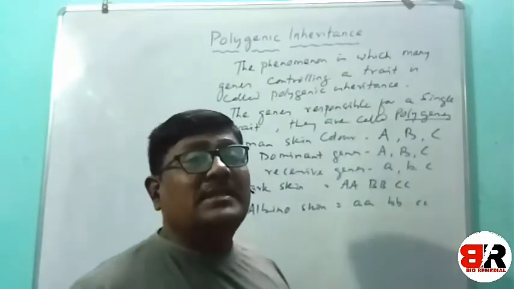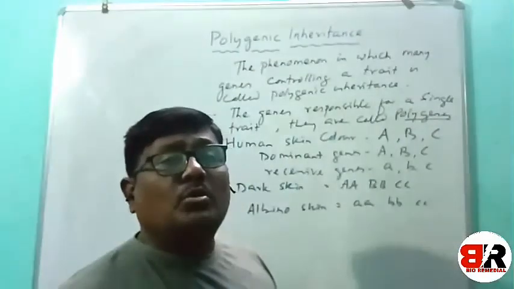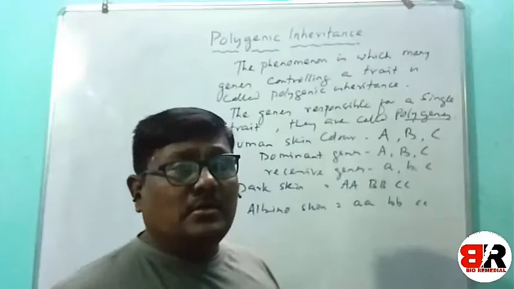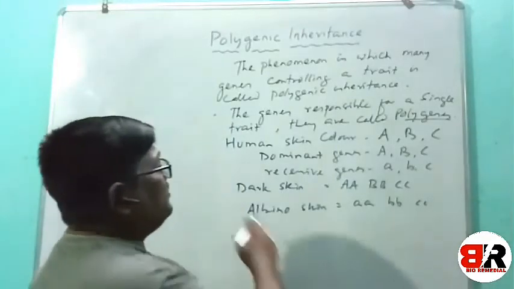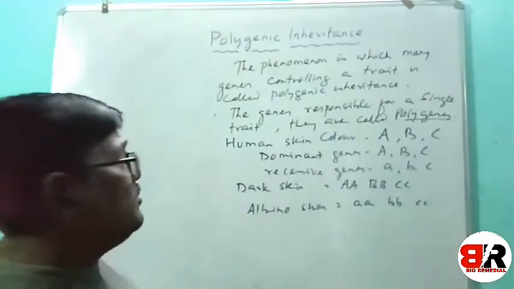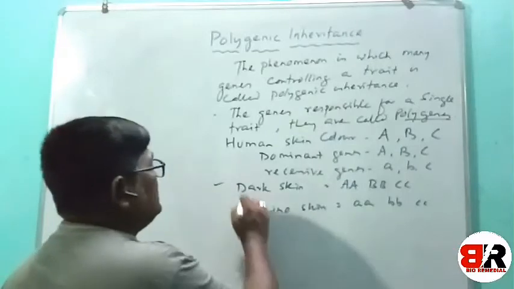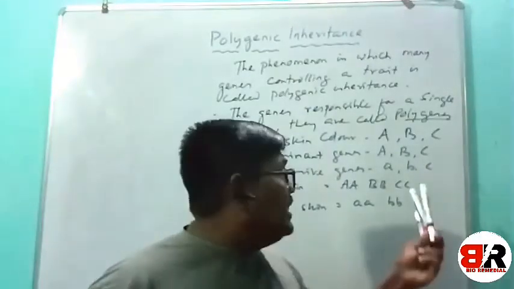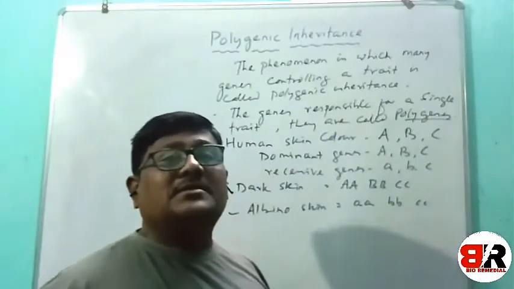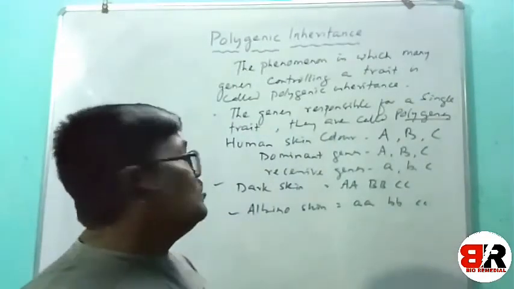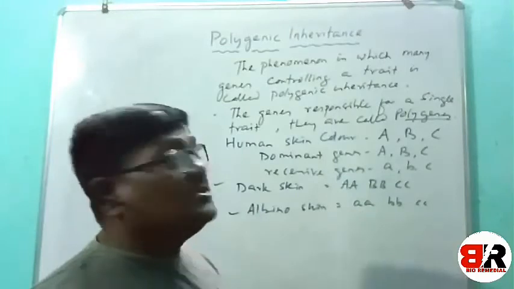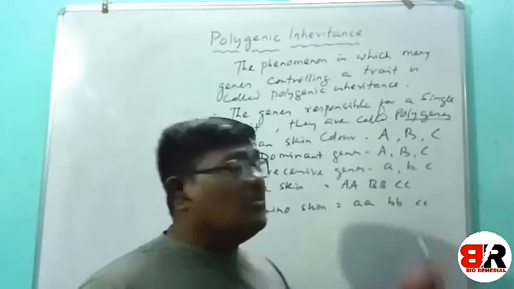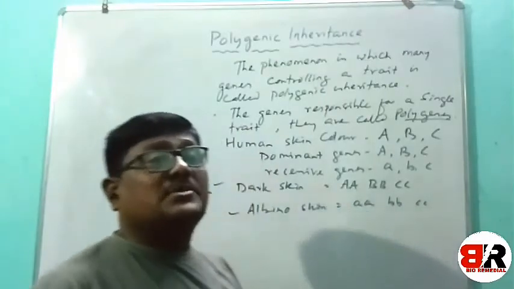When there is a recessive condition, there will be no dominant genes, and no melanin will be formed. That is why the skin becomes white, or albino. So this is the person having dark skin. The genes of the person having dark skin are capital AA, capital BB, and capital CC, the 3 pairs of genes controlling the skin. Similarly, small aa, small bb, and small cc control albino skin.